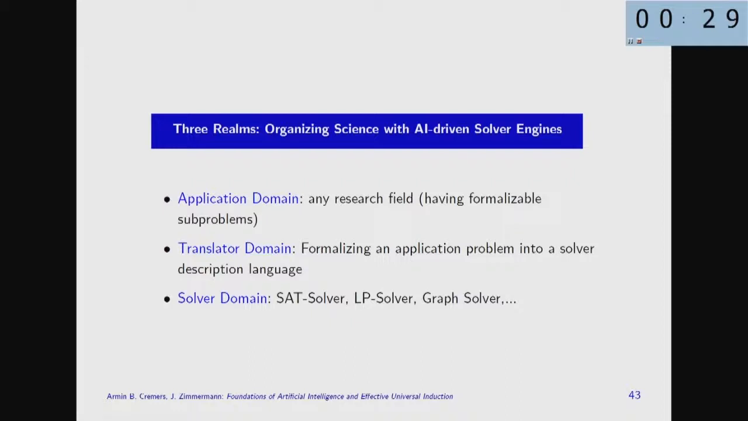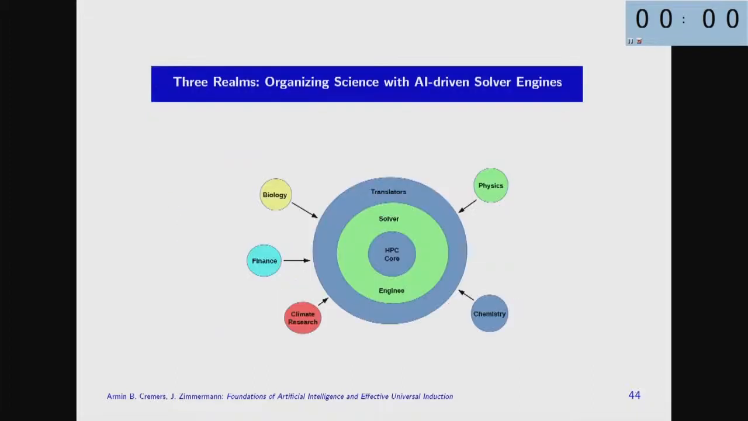So in general, what this leads up to is we classify problems into broad problem areas such as convolution, matrix multiplication, linear algebra problems, problems of inversion. So we have the situation of 3 realms: an application domain, which can be very diverse, and we will see lots of examples. A translator domain, formalizing the application domain into a solver description language, of which we have really made a lot of progress. And the solver domain is satisfiability solvers, graph solvers, etc.